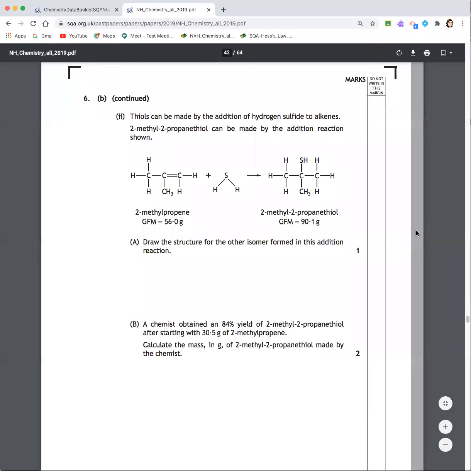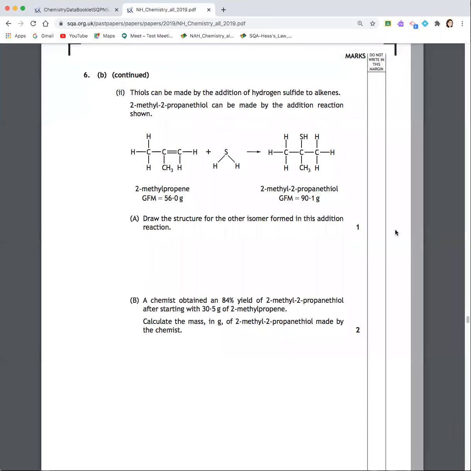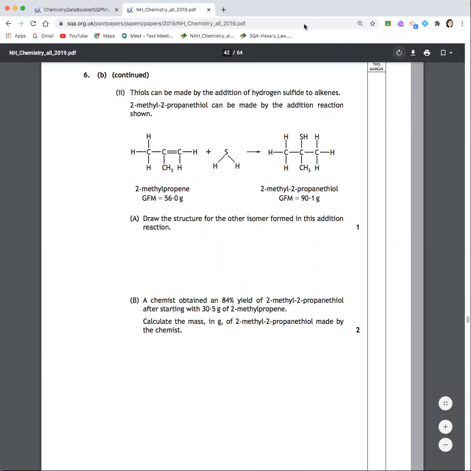Then part 2, part 2a, draw the structure for the other isomer formed in this addition reaction. So if you look at the one up here, they've put the thiol group on this carbon. So all you would do is switch it round. So instead of having it here, that would be the hydrogen and that would be the thiol. So you're basically just drawing this molecule with the groups swapped round.